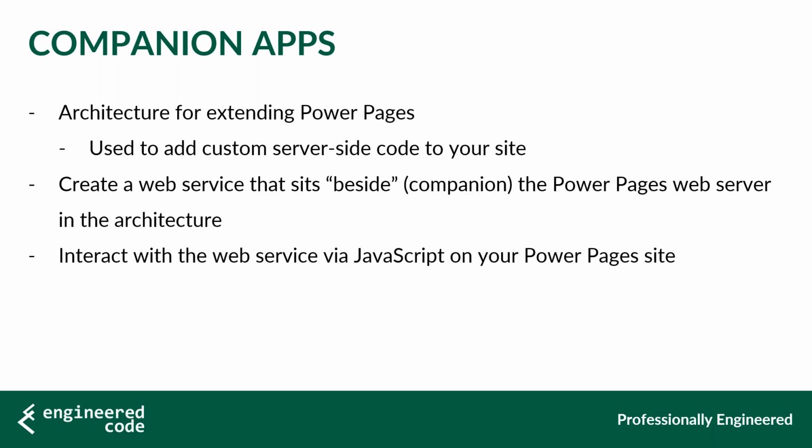So the idea is that you create this web service. It's a web service that you host, you own it, you do everything that you want to in this web service, and then you interact with that web service via JavaScript that you write on Power Pages. Within Power Pages, there are lots of different ways that we can write JavaScript. You can include script references from other places. You can use the custom JavaScript. You can add web files. There are all different ways that we can add JavaScript to our Power Pages site. And the companion app is basically spinning up a server, putting up a web service somewhere, and then talking to that service from JavaScript that's on Power Pages.